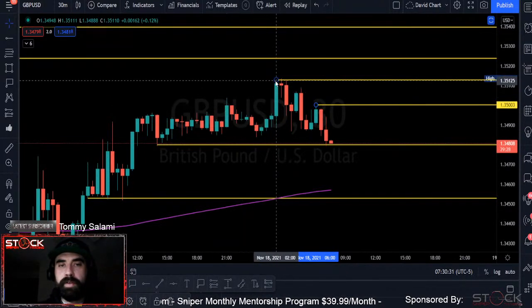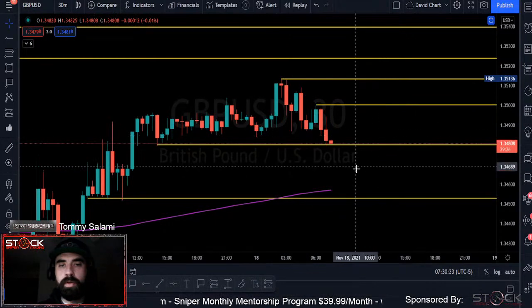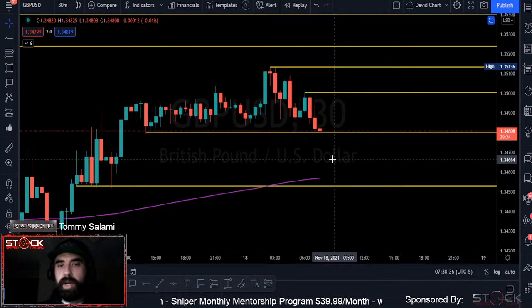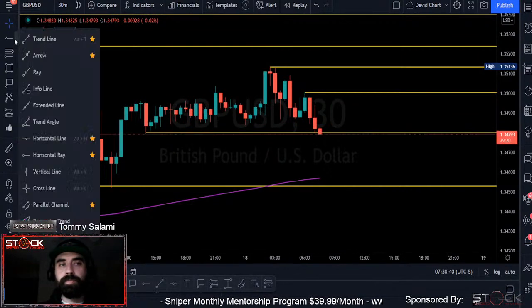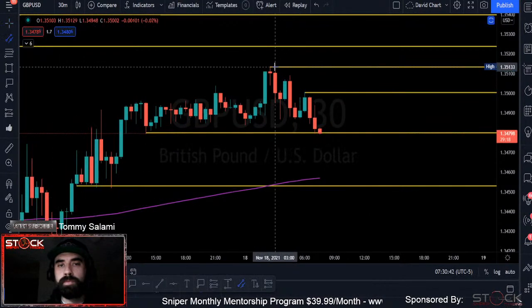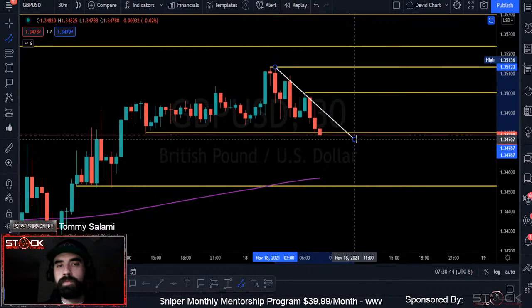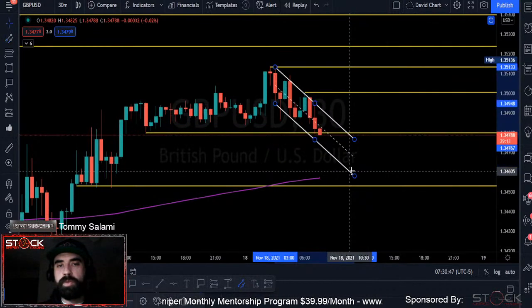Okay, just making sure we tighten everything up here. Check out GU right now on the 30-minute. You can see it's starting to make a steady downtrend. This is what we're working with currently.